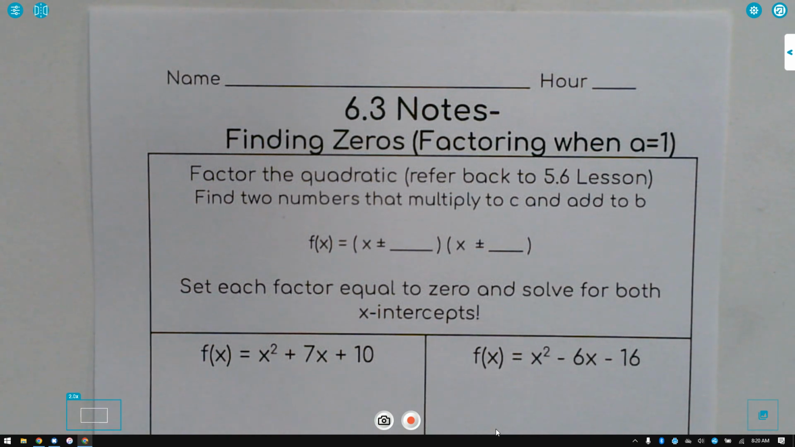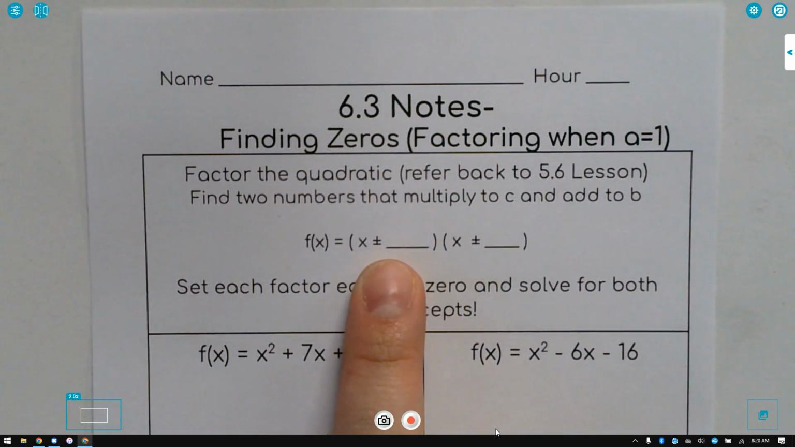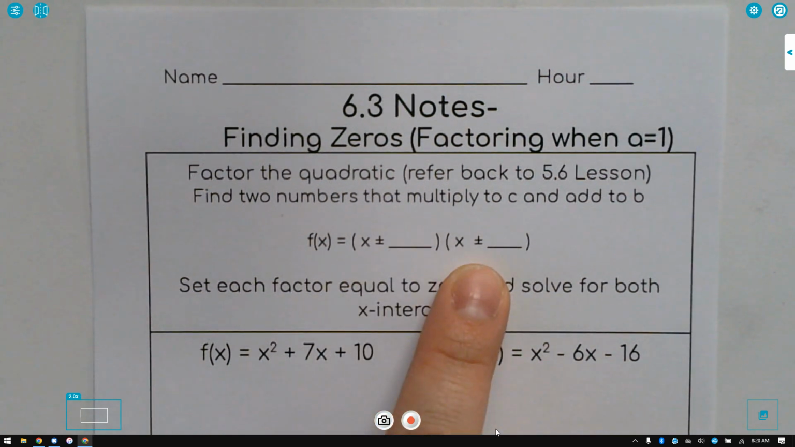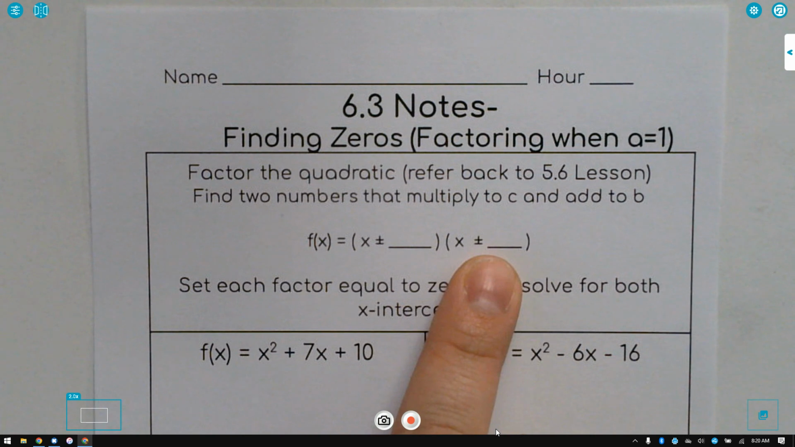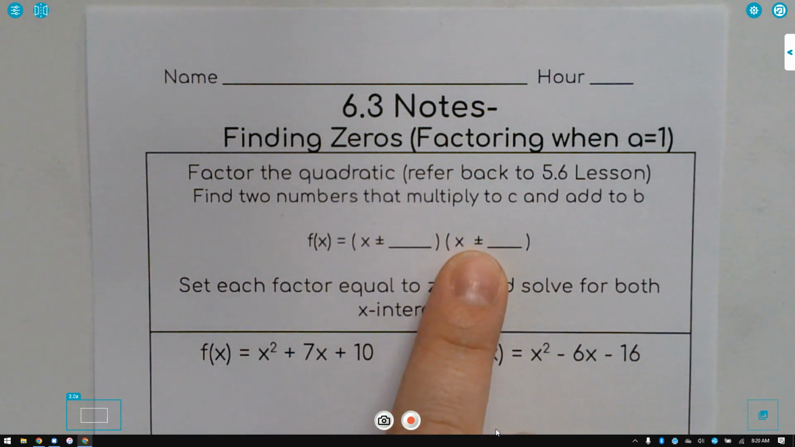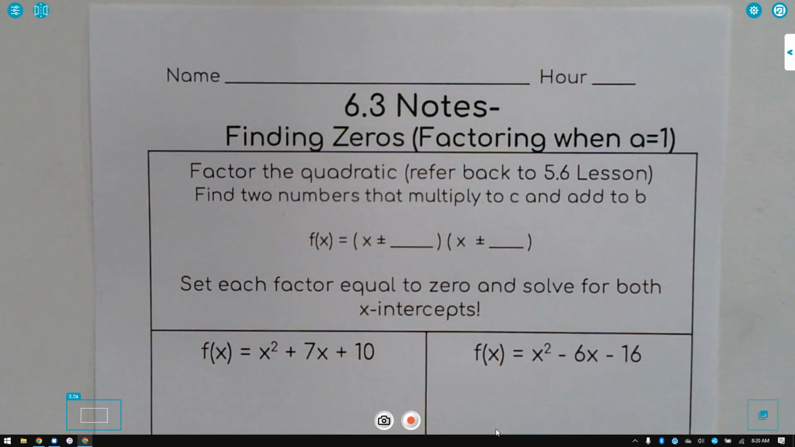The reason why that works is because if this equals 0, what's 0 times anything? 0. If this equals 0, anything times 0 is 0. So once we get it factored out, our two possible times it's going to equal 0 is when either of our factors equals 0. So we're going to factor just like we did in 5.6, and then we are going to set each factor equal to 0.